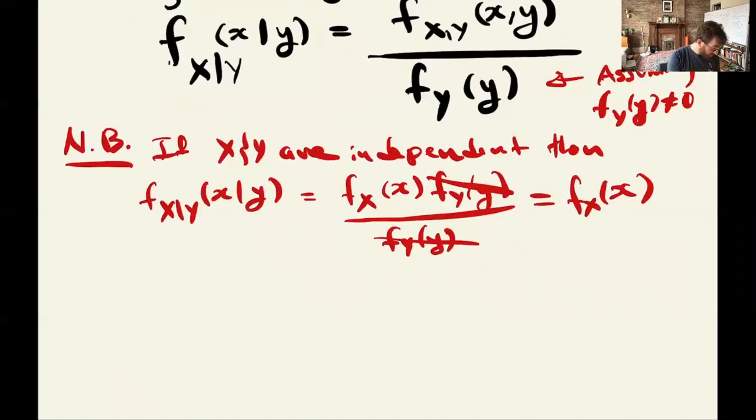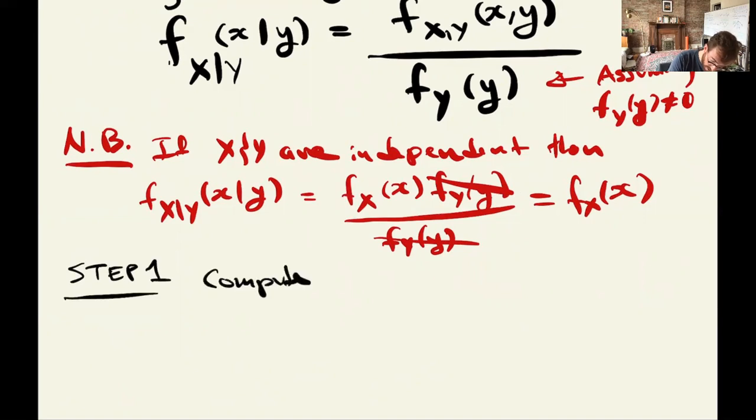All right, so one of the things we have to first do is compute the marginal for y. So this is the PDF for y. Obviously, if you look at the formula, you need to know what f of y is. Right now, all we have is the JDF. All right, so step one, compute the PDF for y by marginalizing.